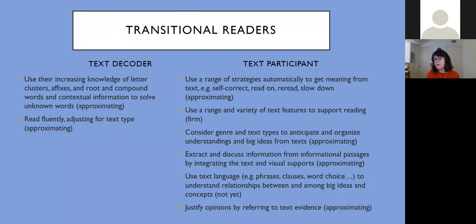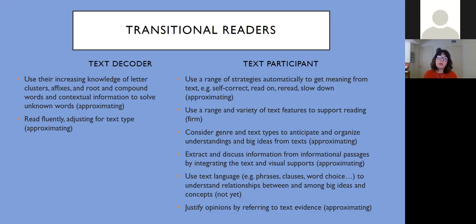I have those behaviors kind of sorted in my head that there's text decoder work that they're doing. So these are kids that are very strong decoders. They can work their way through these multisyllabic words as well as words that are using different letter clusters and compounds. And they read fluently and are approximating as they adjust for text type. Some of their meaning-making abilities, they are kids that use a range and variety of different text features and different strategies to make sense of the text.